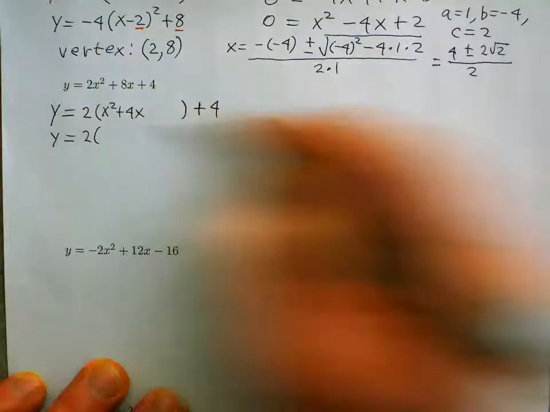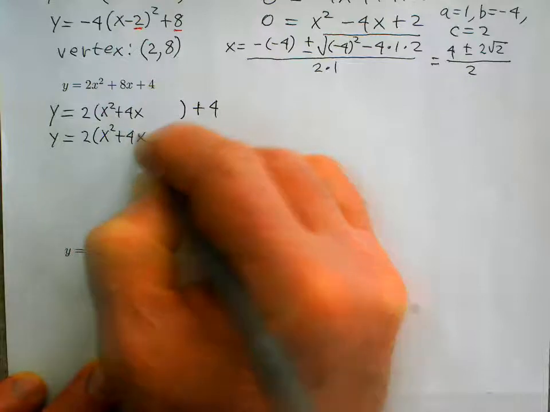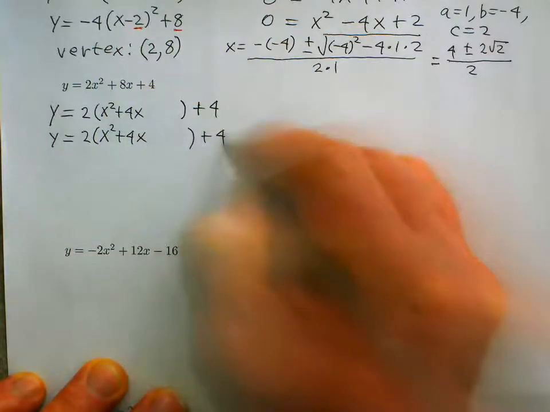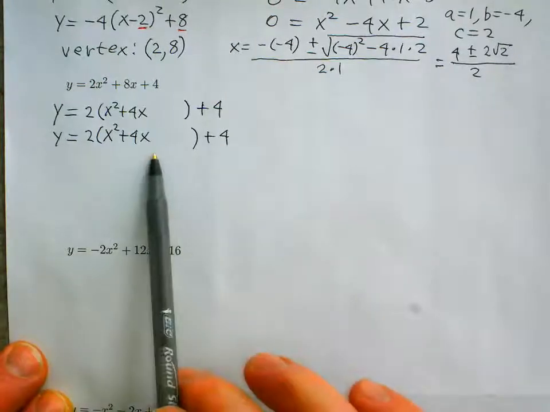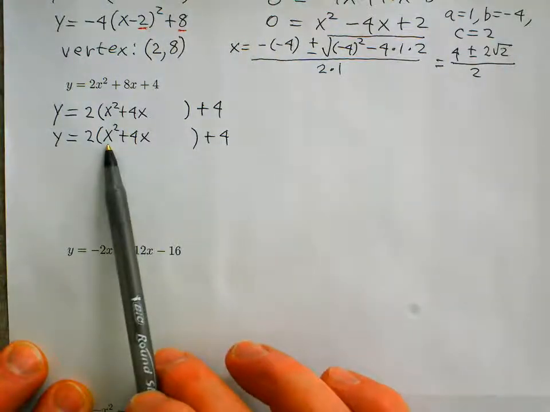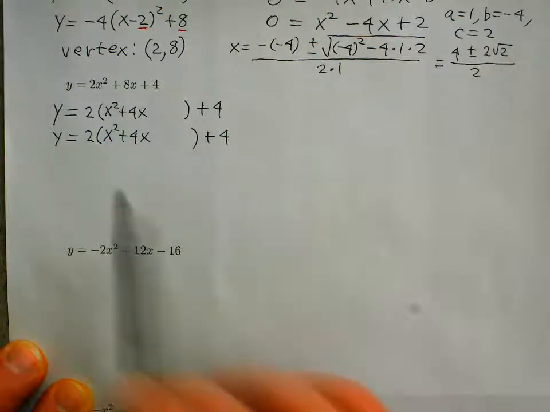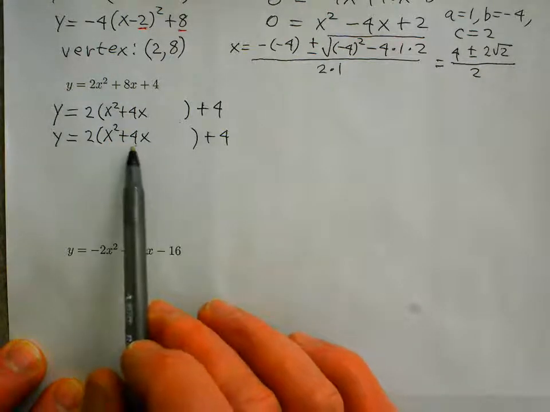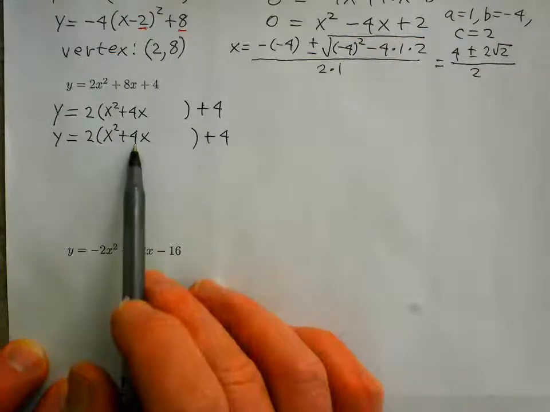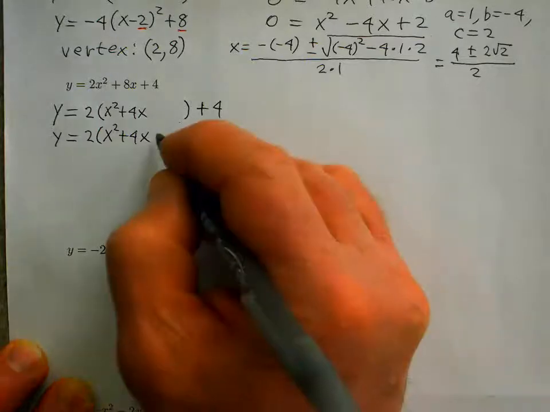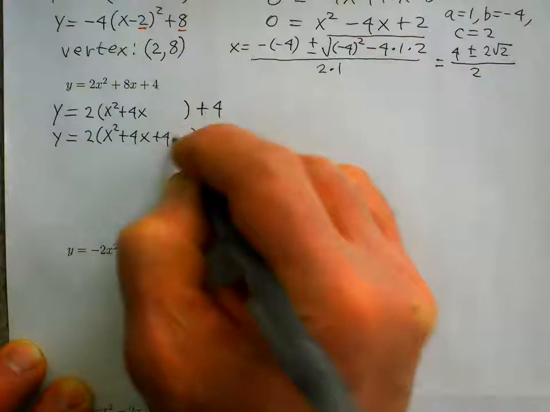Okay, the next step is the adding 0 step, or the completing the square step. So now we're focusing on x squared plus 4x. We want a perfect square trinomial. So we take 1/2 of the coefficient of x and square it. 1/2 of 4 is 2, 2 squared is 4. So 0 comes in the form plus 4 minus 4.